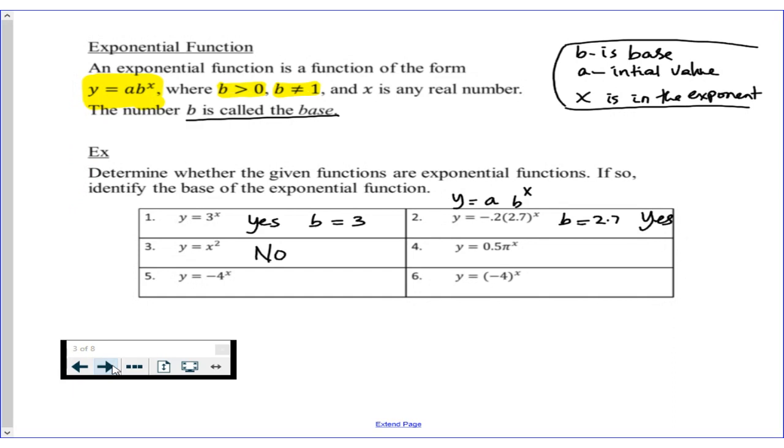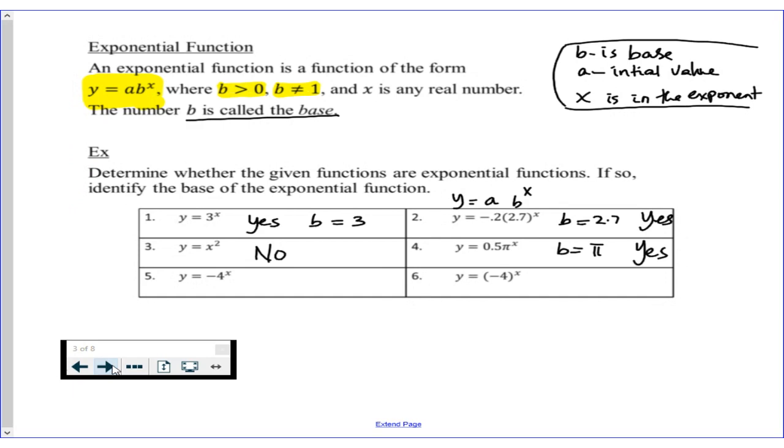Okay, number 4, yes or no? Again, what is the base and is it an exponential function? So what is the base? We can say yes. The base is pi. Yeah. So b is pi, which is a number greater than 0, 3.14. Now, number 5 and 6. Before I ask you the yes or no question, what is the difference between the two? Can anyone explain the difference between the two? Or tell me the base for each one of them.